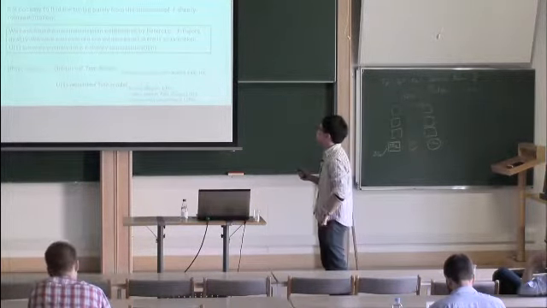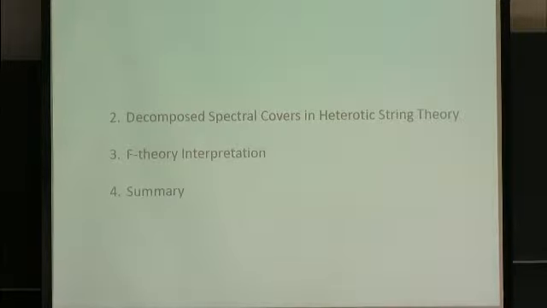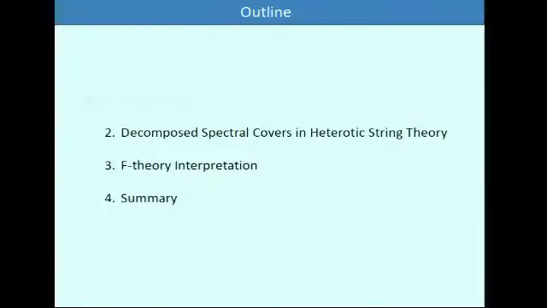But it is in general difficult to find this kind of parameterization from a purely F-theory point of view. So we use the heterotic F-theory duality to find this kind of tuning. We first use the spectral cover construction in heterotic string theory to find these parameterizations. And actually there are other solutions proposed by other people, and our parameterization contains one which is not equivalent to those ones. So first we start from the heterotic string theory.